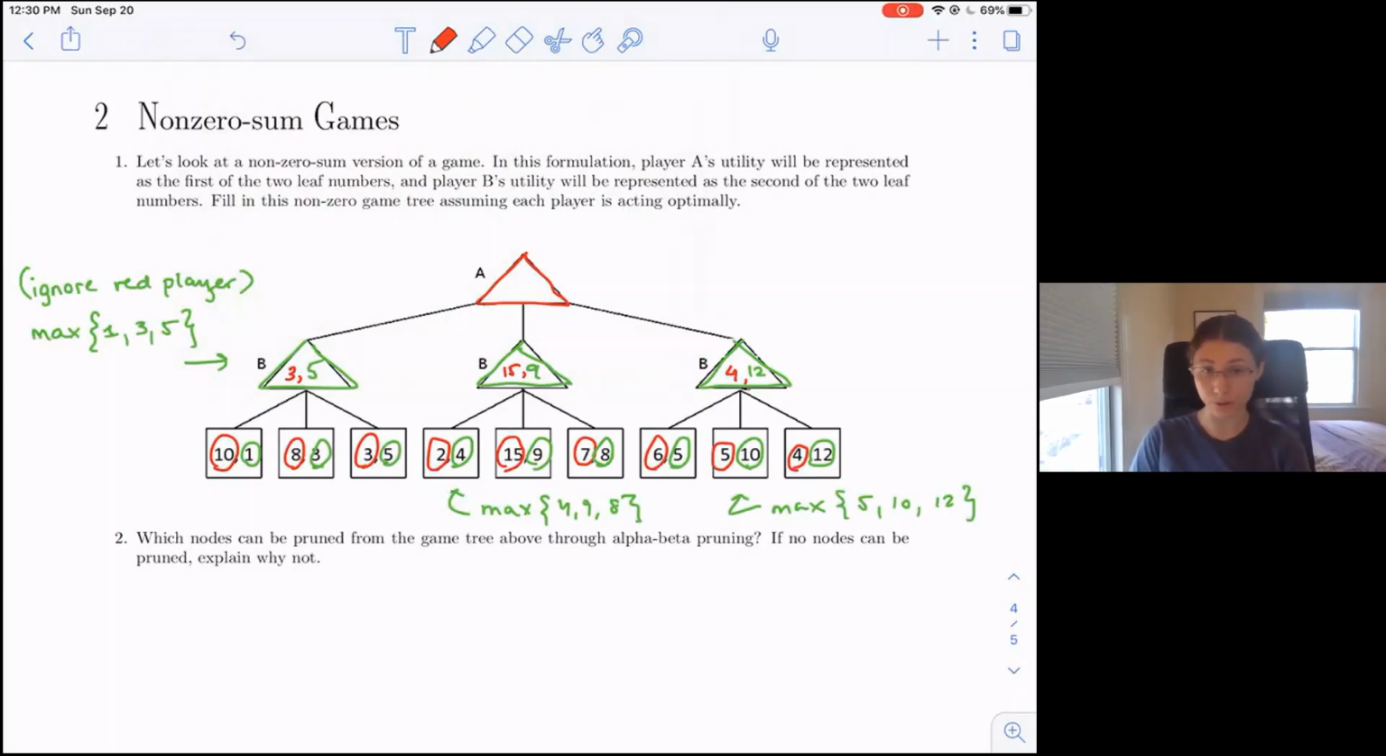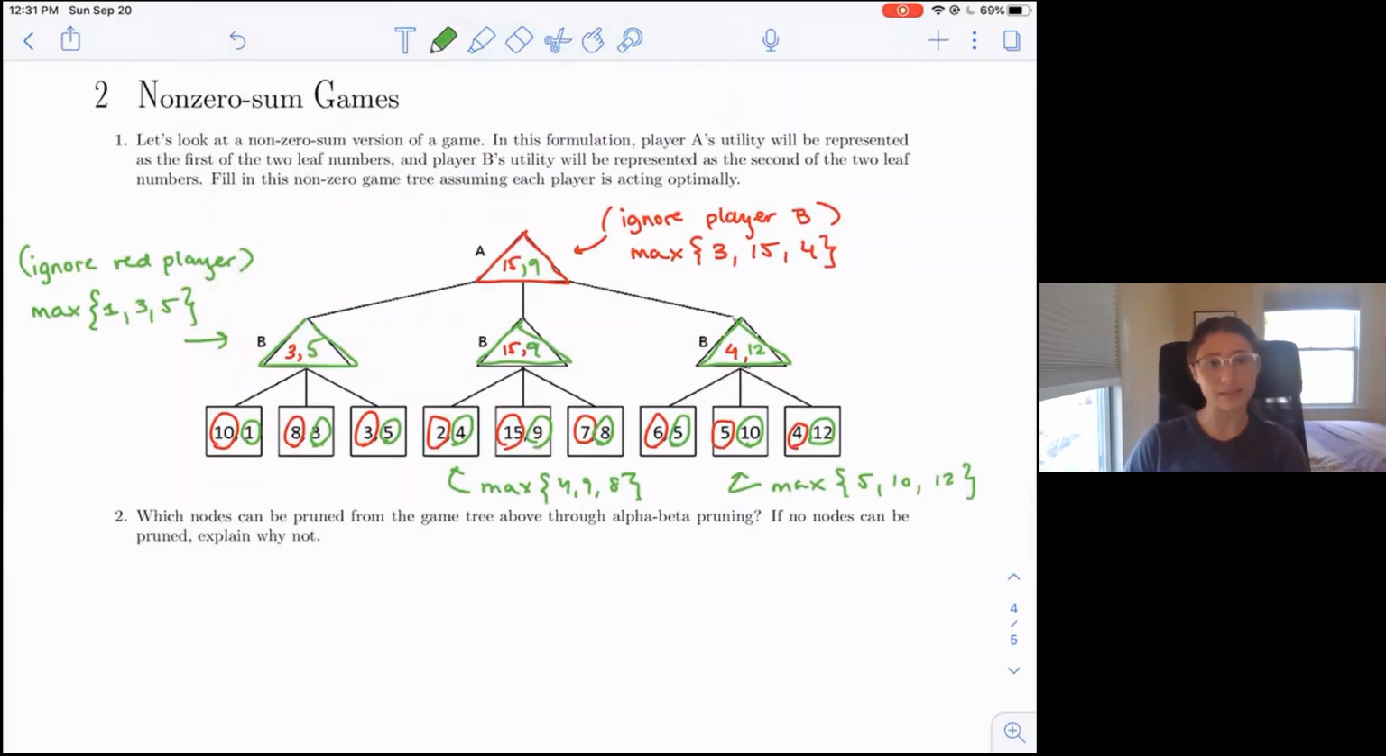Now let's think about what A should choose in response to all of these best outcomes for B. Well, if B chose these 3 options, now what A is going to do is it's going to ignore player B, and it's just going to try to maximize the best possible utilities that it's gotten after player B has played. So that means that it's choosing now between the values of 3, 15, and 4. And so the max between all of these is going to be 15. And this corresponds to a value of 9 for player B. And so that's the ultimate outcome of this non-zero sum game.